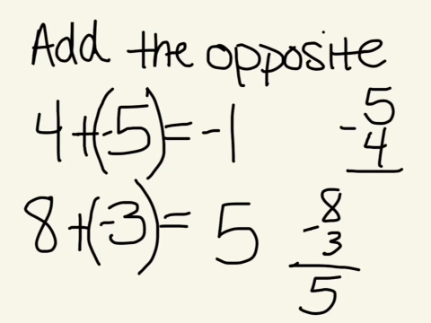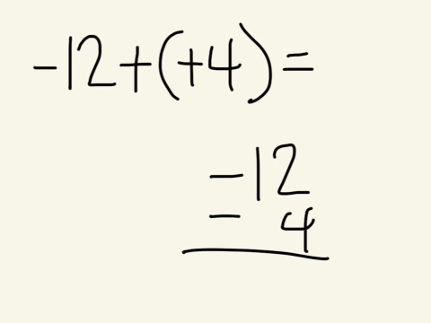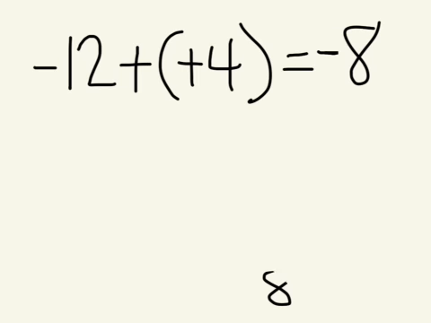Okay, let's do another one. So if I have negative 12 minus a negative 4, we are going to add the opposite. What is the opposite of negative 4? Positive 4. So we take that 12 and we subtract 4, which gives us 8. And then we ask ourselves, what's bigger, the 12 or the 4? You say the 12, so we get a negative 8 there. Alright? So that's it for adding and subtracting.